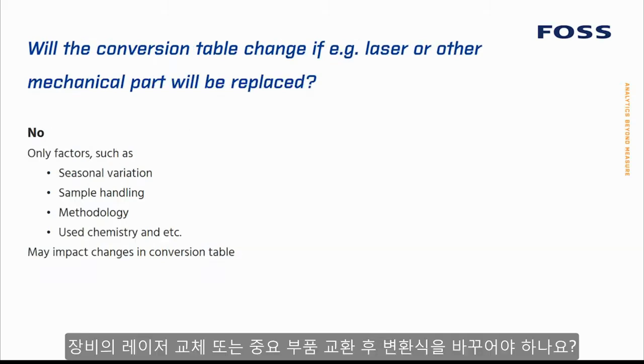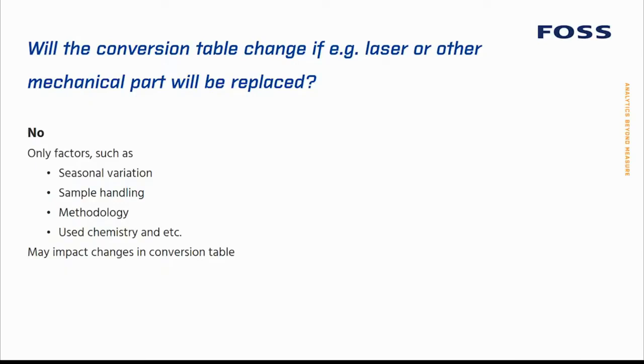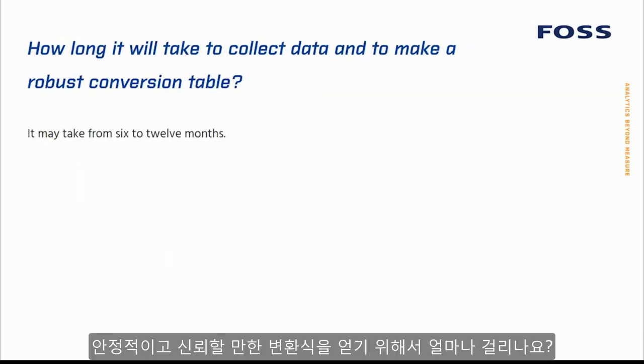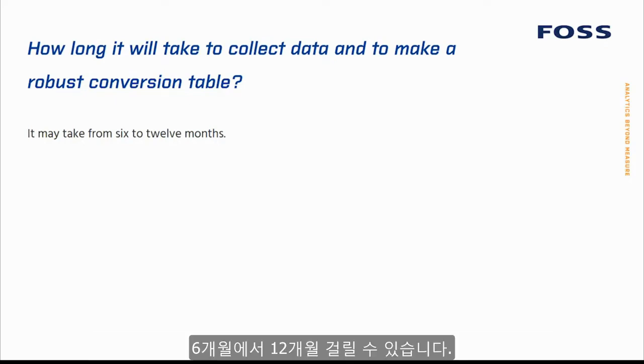Will the conversion table change if, for example, the laser or other mechanical part is replaced? No. Only factors such as seasonal variation, sample handling, methodology, or used chemistry, and so on, may impact changes in the conversion table. How long will it take to collect data and to make a robust conversion table? It may take from 6 to 12 months.